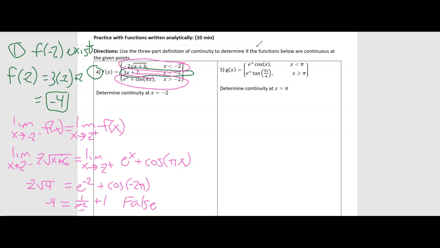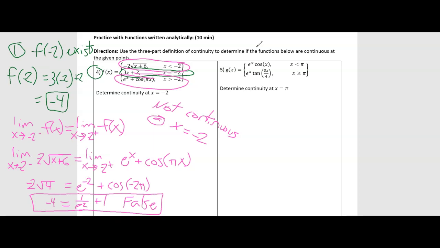And we can say not continuous at x equals -2. We don't have to put a not equal sign here as long as we say that this statement is false.